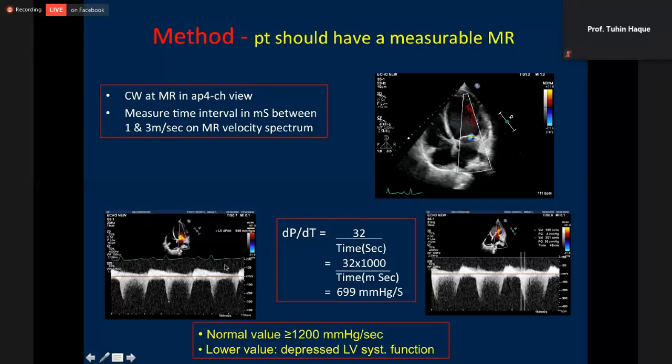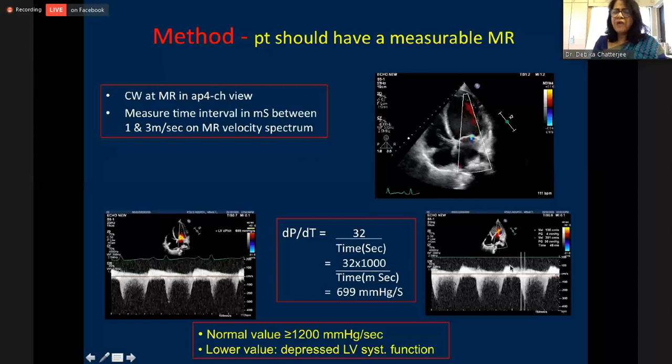If the machine has the software, the machine will give the value. If you don't have it, then utilizing this time in milliseconds, we can divide 32,000, because the difference of pressure gradient is 32, and we are multiplying it with 1,000 because we are measuring in seconds. So the value comes to be 699 millimeters of mercury per second in this case, which indicates LV systolic dysfunction, because the normal value is more than 1200 millimeters of mercury per second.